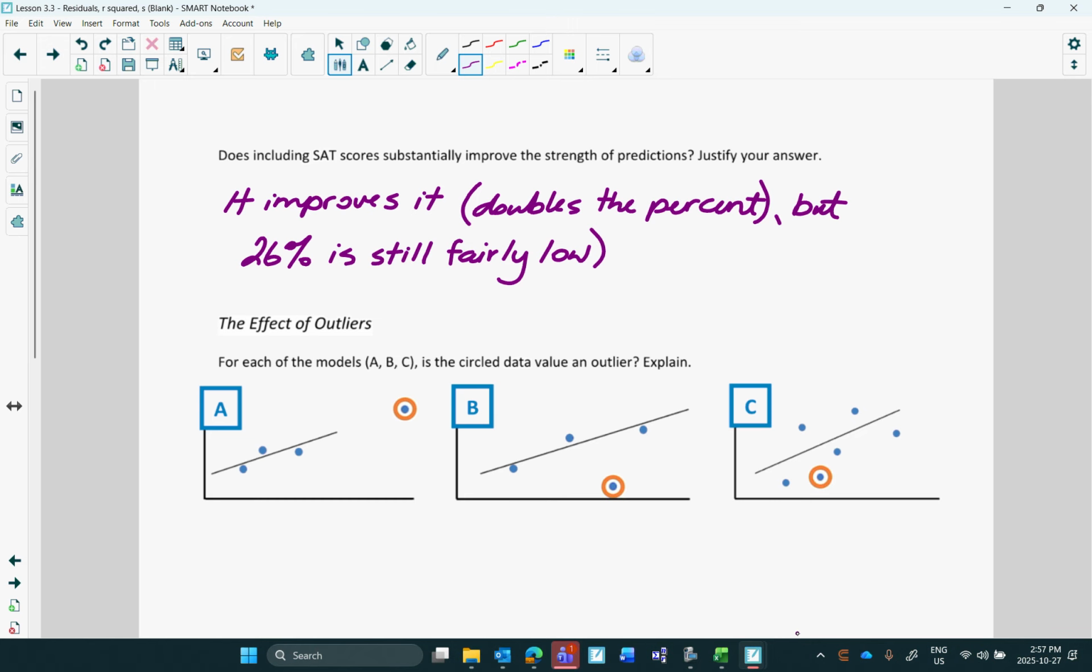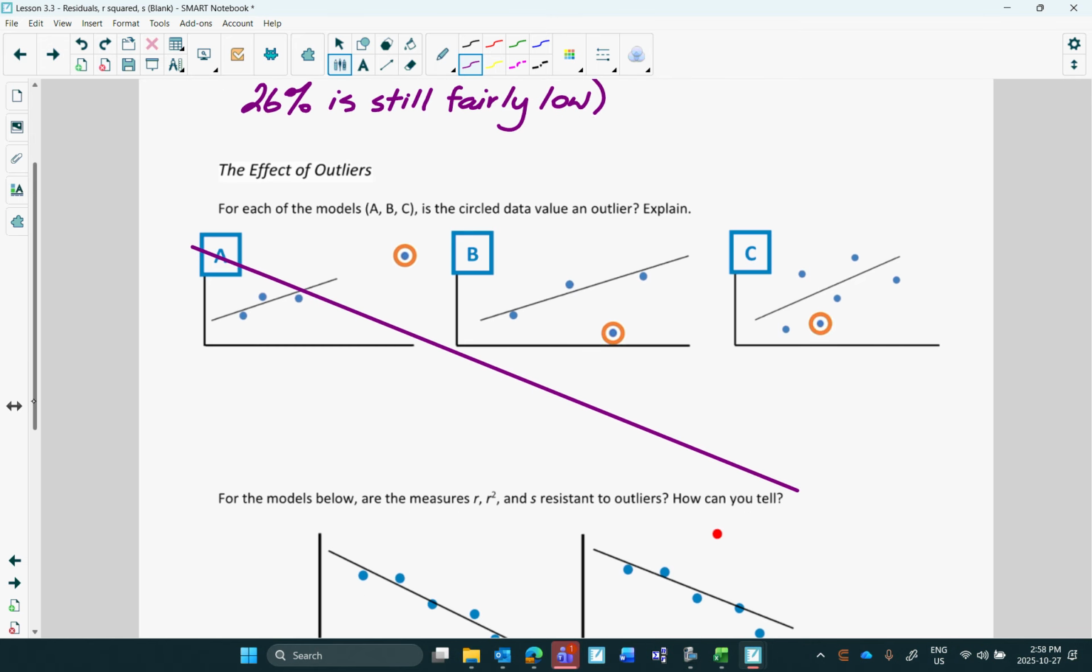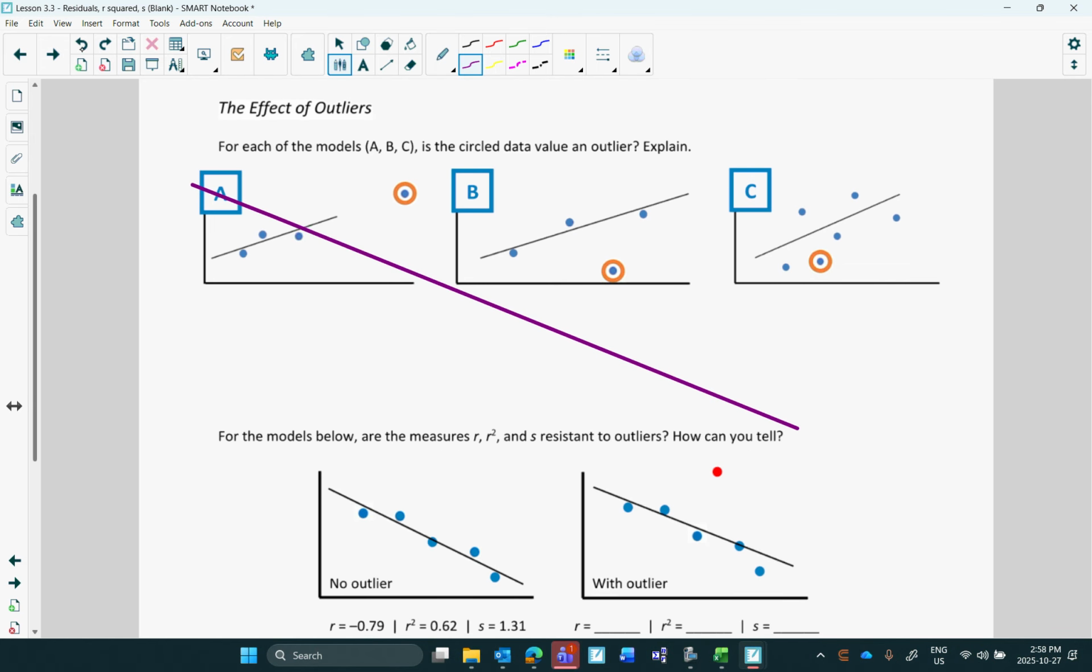Finally, outliers. What do outliers do to all these measurements that we talked about? Y-intercept, slope, S and R squared. First of all, we need to establish what's an outlier. One of these three is not an outlier. Can you guess which one?